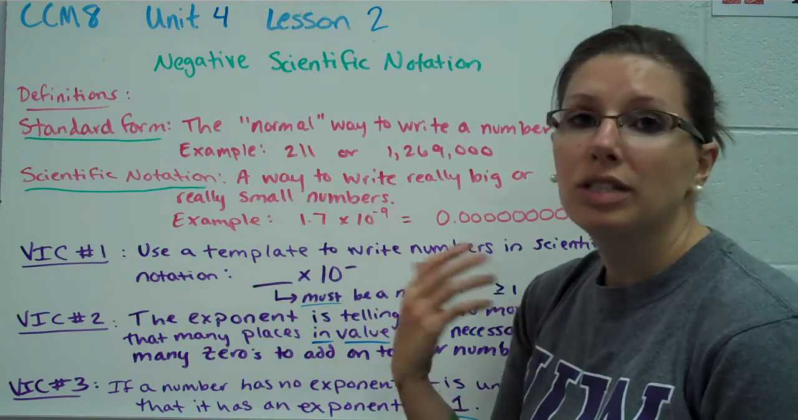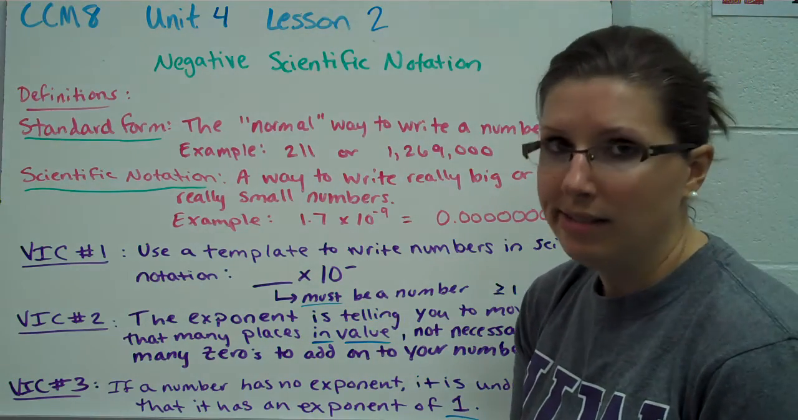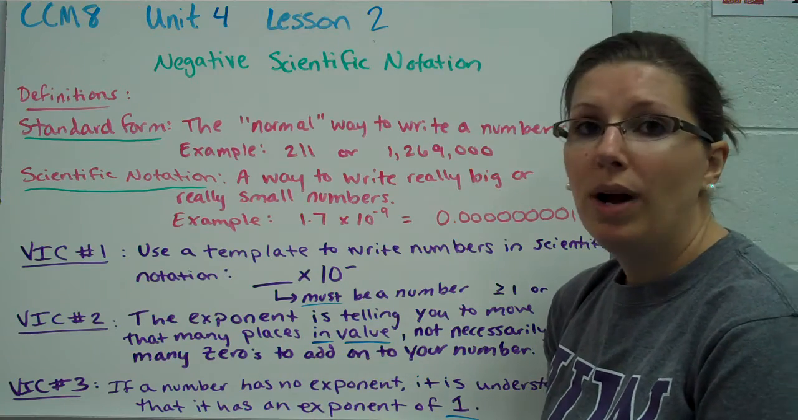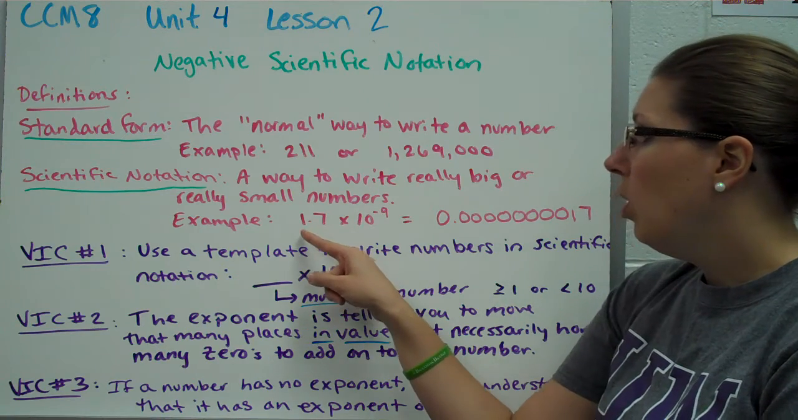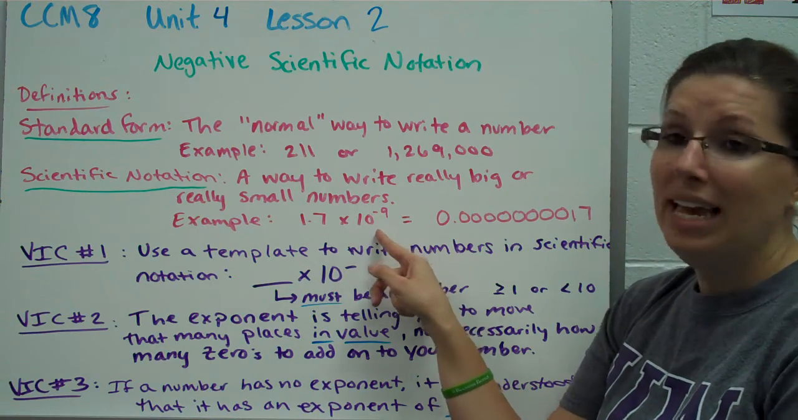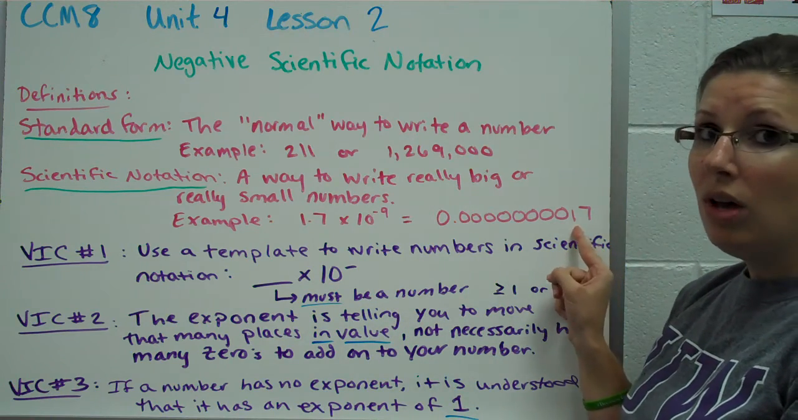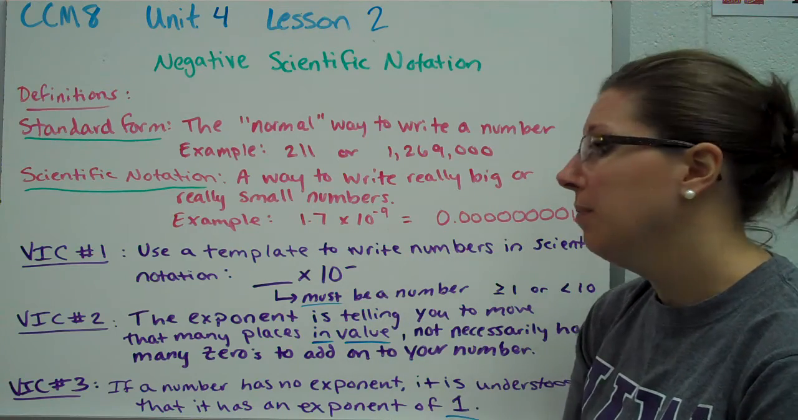For example, 211 or 1,269,000. It's just the normal way we write a number. Scientific notation is a way to write really large or really small numbers. For example, 1.7 times 10 to the negative 9th power is a very small decimal. And I'll show you how we switch from one version of the number to the other.